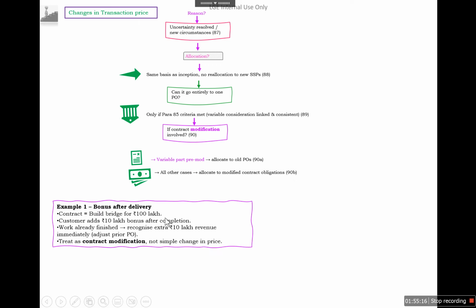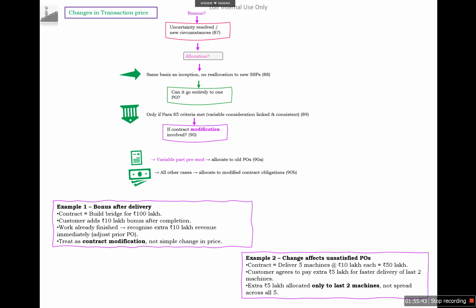For example, if there is a contract priced at 100 lakhs and the customer adds a 10 lakh bonus after completion, where the work has already been finished, we need to recognize the 10 lakhs as revenue immediately, as it relates to the prior performance obligation. So we need to treat it as a contract modification and not a simple change in the price.